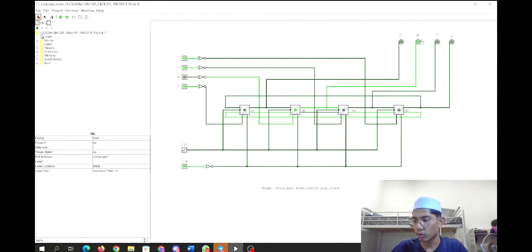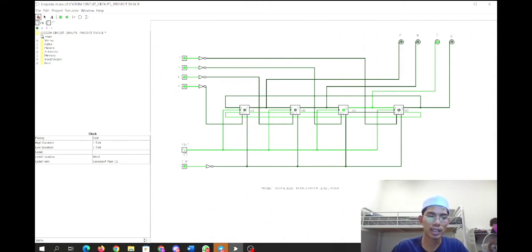For line 4, B will be 1, clear will be 1, and clock will be 1. So the output will be 0, 0, 1, 0. C will be 1. For line 5, the clock will be closed and opened again. So the output will be 0, 0, 0, 1. D will be 1.